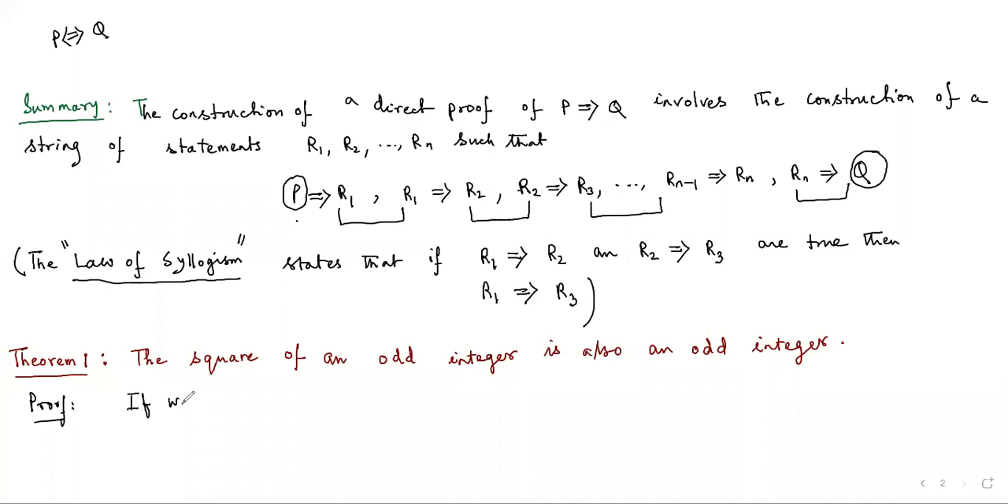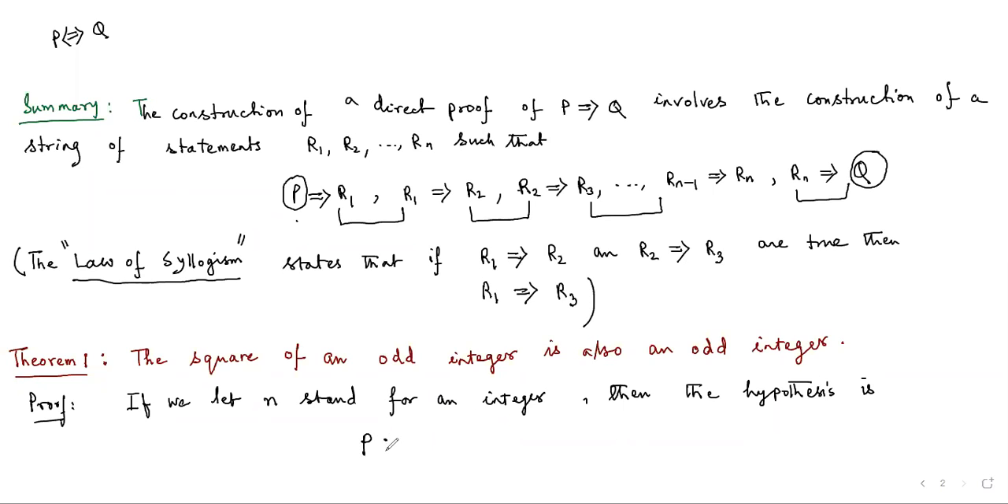If we let small n stand for an integer, then according to the theorem stated above, the hypothesis is, let us denote this hypothesis by capital P, that n is an odd integer. Just try to follow suit. N is an odd integer.